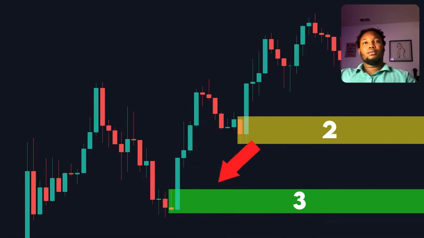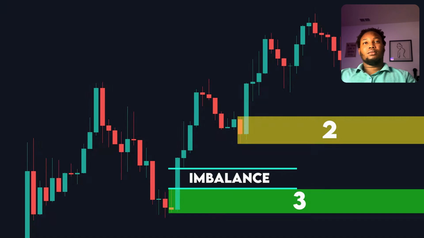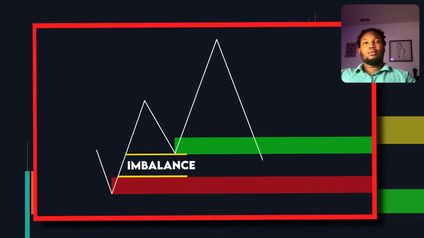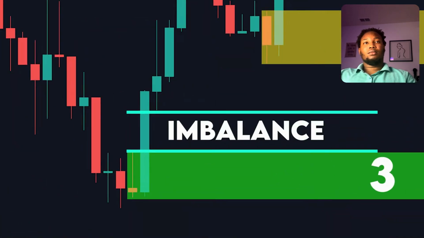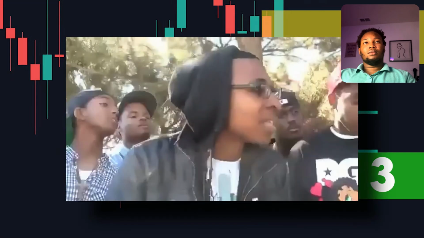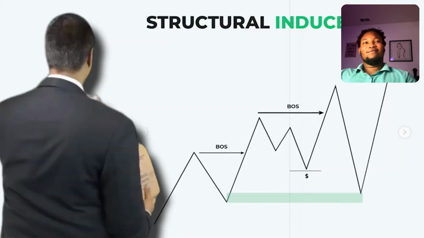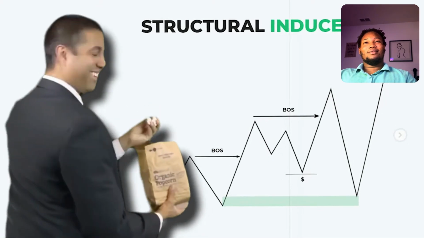Now, you may be thinking it's this one. Considering what I just said, there's an imbalance right below zone number 2, so price is naturally going to want to test this zone. And it's the lowest zone, which probably means it's the strongest. But what if I told you you're wrong? Psych! That's the wrong number! This is when the inducement strategy actually takes place.